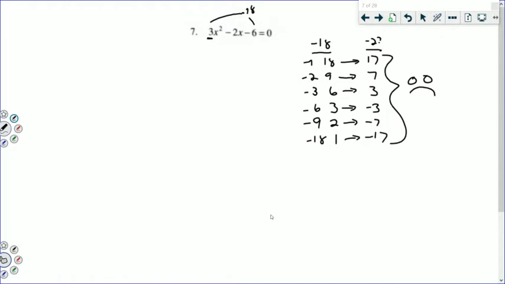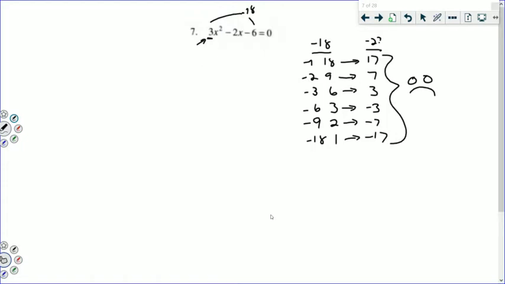The next thing we do, we would look to see: is this a completing the square candidate? But because that's a 3, generally it's not going to be a good completing the square candidate. So we're looking for that guy to be a 1 in order for this to be a good completing the square option. So let's use the quadratic formula.